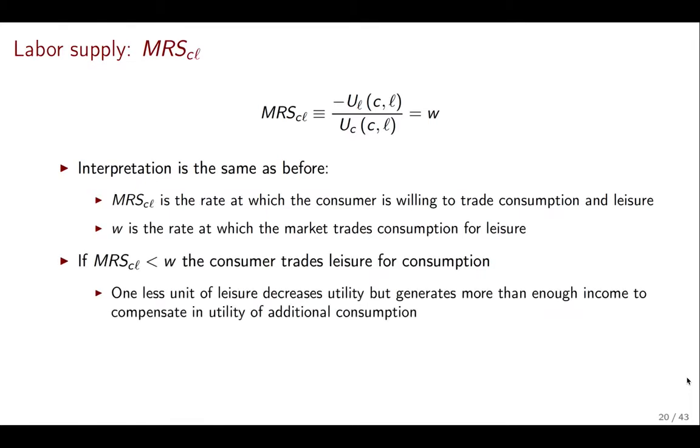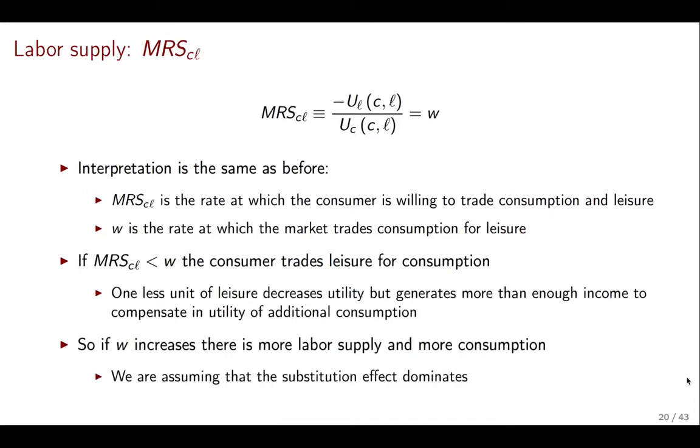So if the marginal rate of substitution of consumption to labor is less than W, the consumer trades leisure for consumption. It's a good deal for the consumer. One less unit of leisure decreases utility, but generates more than enough income to compensate in utility through the additional consumption that the agent can buy. So in this case, we know that if W increases, there is going to be more labor supply and more consumption. We're here always assuming that the substitution effect dominates over the income effect.